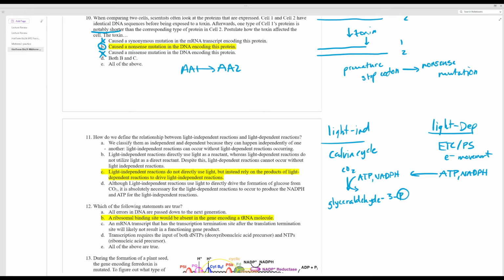Is this true? No. Remember, the products of light dependent reactions are the reactants for the light independent reactions. The products of the light independent reactions are the reactants for the light dependent reactions. They form a cycle, right? They're constantly exchanging reactants and products. Light independent reactions directly use light as a reactant. Nope. That's the light dependent reactions.